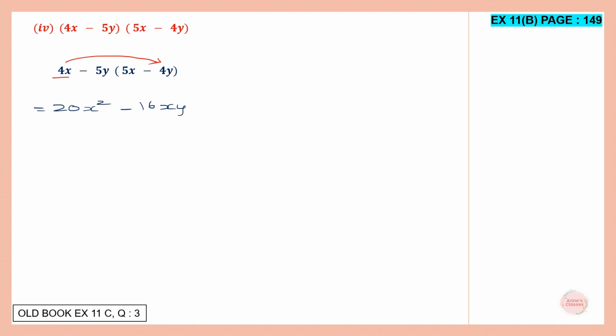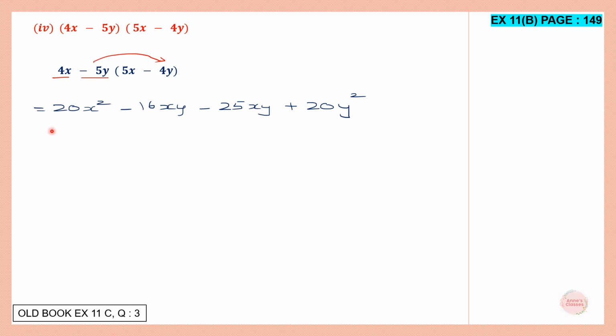Then let's go on to the next one. We're going to multiply by minus 5y this time into 5x. So sign is minus. 5 5s are 25. y into x is yx or xy. Then the next one is minus 5 into minus 5y into minus 4y. Minus into minus is plus. 5 4s are 20. y into y is y square.